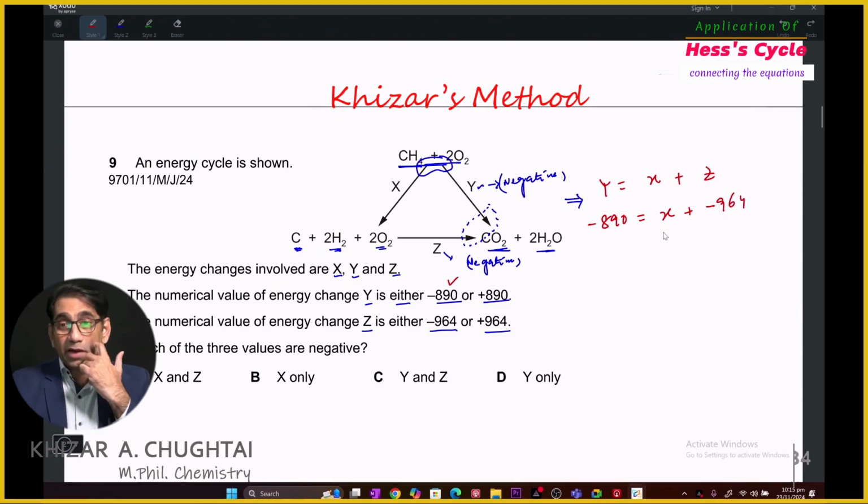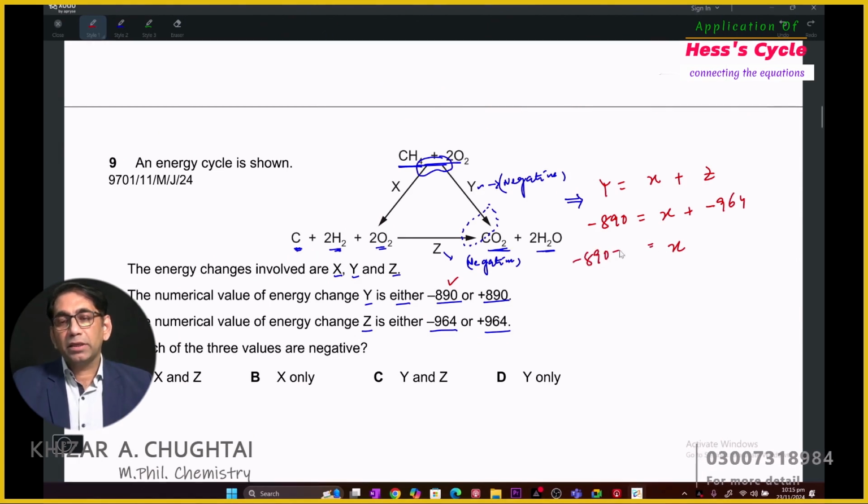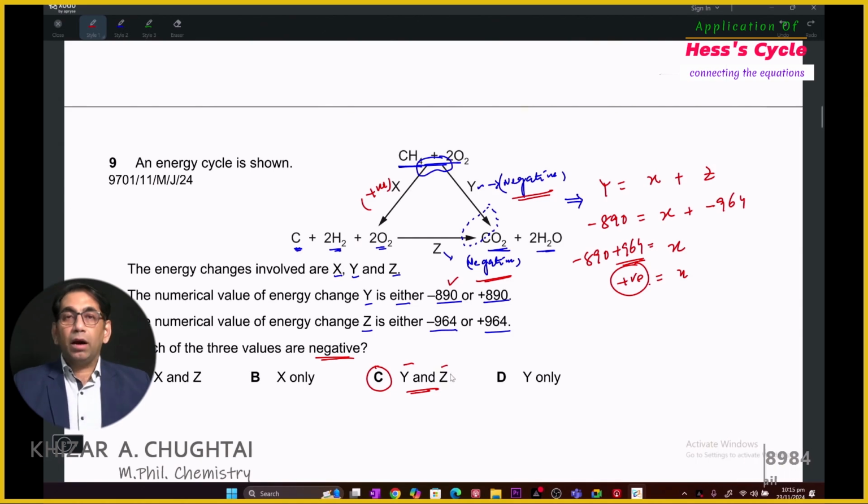What will be the answer of X? I'm going to simplify: minus 890 plus 964, and this is the larger value, so the answer of X will be positive. So the answer of X is positive, the answer of Y is negative, and the answer of Z is negative. So C is the correct option. Which of the three values are negative? Only Y and Z are negative values.